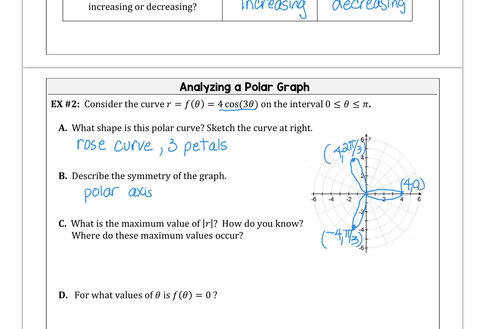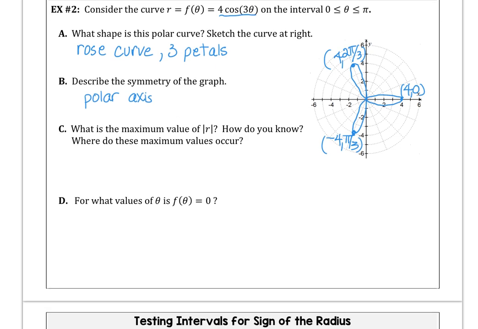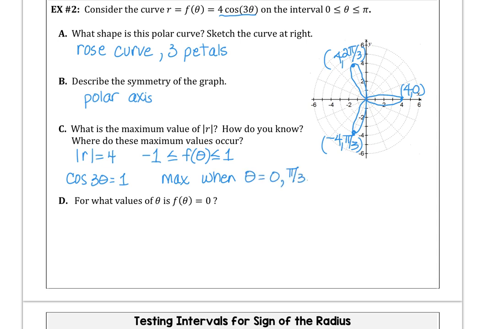For part C, what is the maximum value of r, and how do you know where these maximum values occur? We know that the absolute value of r has to be 4. That's our a value. And we know that cosine has to go between -1 and +1. So cosine of 3θ is going to be 1. That maximum is going to occur when θ is 0, π/3, 2π/3, or π.